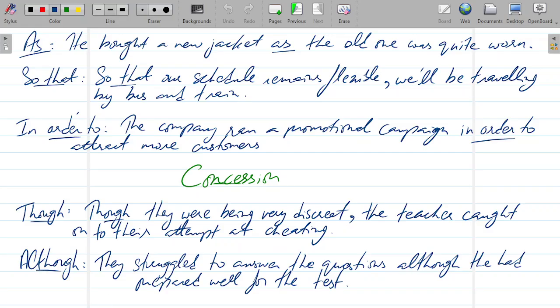But I don't want to mix present and past, or even the future. That is something that students generally tend to do, right? They flip-flop between tenses. So if you're writing it in present, you can change it: they struggle to answer the questions, although they have prepared well for the test. Maybe there are two invigilators in class and they're talking to each other: they're struggling even though they've prepared well. That would be present, so then you'd have simple present and present perfect. So maintain the tense in your writing. You have to be careful about that.